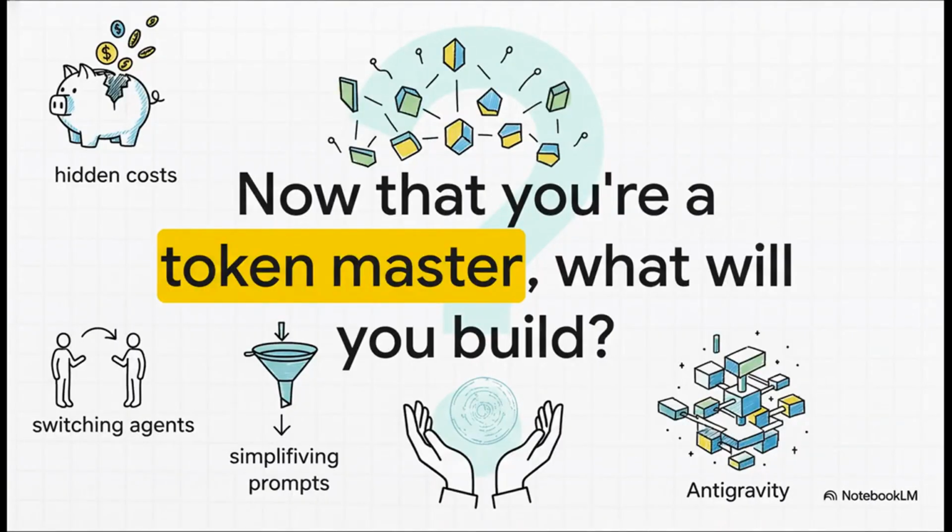So there you have it. By understanding the hidden costs, switching up your agents, and just simplifying your prompts, you can totally take back control of your token usage. The power is back in your hands. So now that you're a token master, what amazing thing are you going to build with Antigravity?